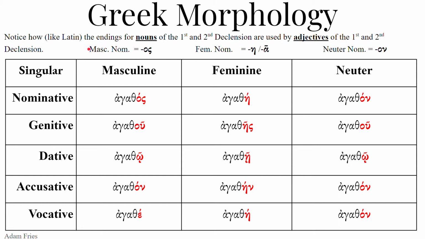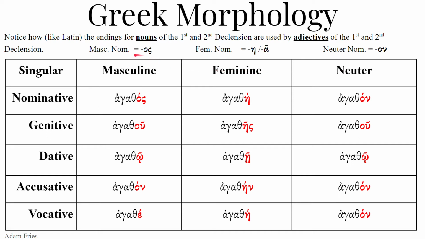So there are three separate endings for the three genders, masculine, feminine, and neuter. There's the os ending, the eta or long alpha ending for the feminine, and then the neuter uses the on ending. So three terminations, three endings. So three separate declining tracks, one for each gender.